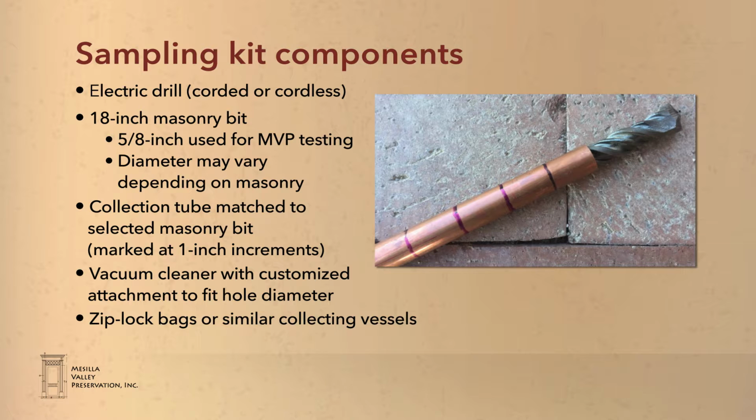The collection tube must slide easily onto the drill bit, allowing the head of the masonry bit to protrude at least a little beyond the end of the tube. This arrangement lets the tube closely follow the head of the masonry bit into the hole as it is drilled. Loose material then collects in the tube for sampling. A vacuum cleaner with a customized attachment is used to avoid cross-contamination of samples. In our case, a 1/2-inch PVC pipe was adapted as a vacuum cleaner attachment. Simple Ziploc bags labeled with a Sharpie can be used to collect samples.